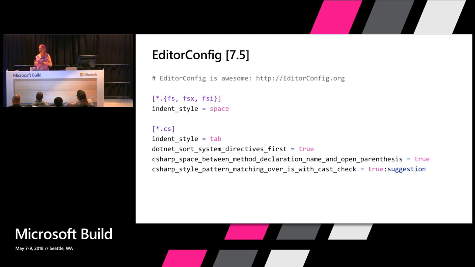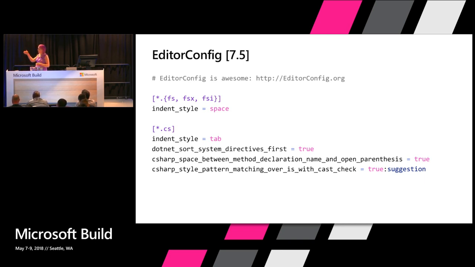Roslyn has extended the editor config format by also allowing you to define things like whether system directives should be sorted first when you sort usings, or your formatting, like whether you want a space between your method name and declaration here. And you can also control some of the analyzers as well, like this one on the screen here is C# style pattern matching over is with cast check. And that's basically if you're using the older style of doing an is Foo type check, then cast it, you can just do the is pattern matching, so is Foo or whatever.